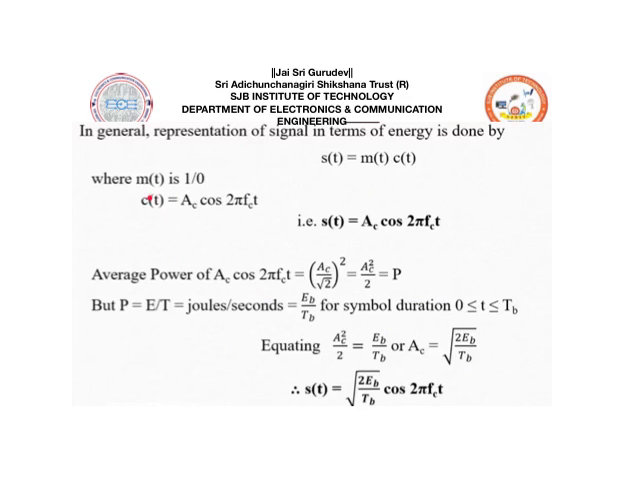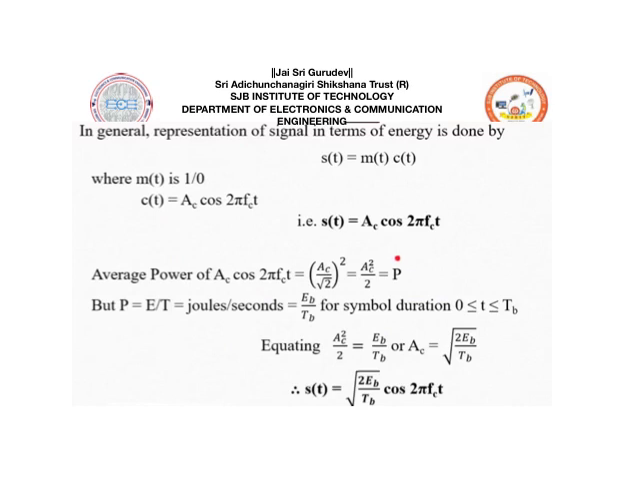So, m of t will be either 1 or 0 and c of t can be represented as Ac cos of 2 pi fct, a general representation for the sinusoidal signal. The three parameters of interest are Ac, fc, and the phase value. So, when we substitute c of t and m of t in this expression, we can take s of t as equivalent to Ac cos of 2 pi fct.